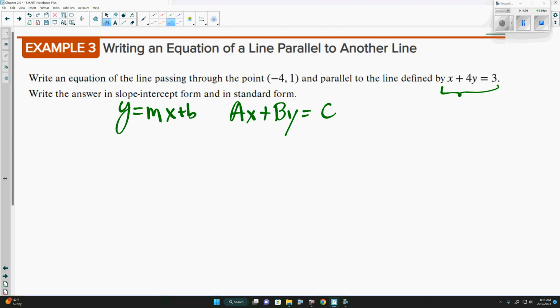So we're going to want it in both forms here. Now, from our original equation, x plus 4y equals 3, there's only one main thing that we need from it, and that's its slope. We need to know what the slope is. So to get that, the easiest thing to do is to get y by itself. So the first thing I can do is subtract x from both sides, which tells us that 4y is equal to negative x plus 3.